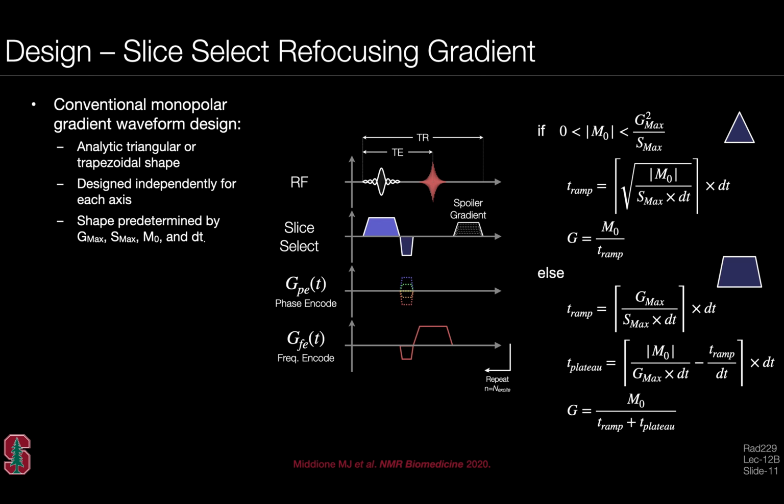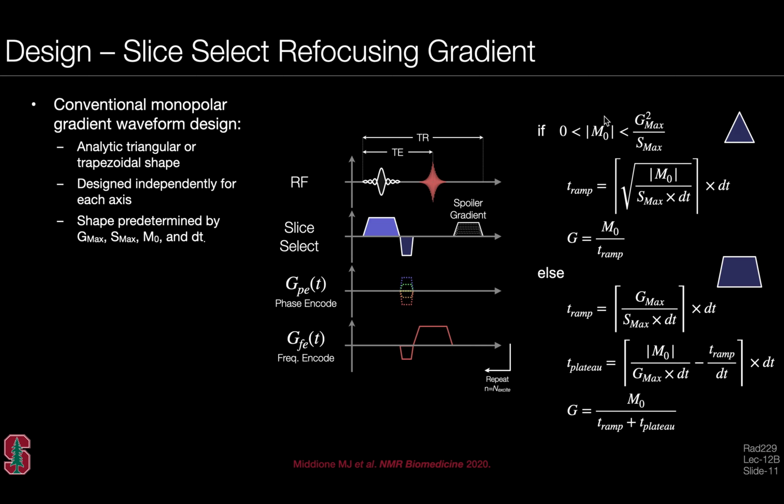So we can think of this as just being a monopolar gradient, and conventional monopolar gradient waveform designs arise from analytic triangular or trapezoidal shapes. They're easily designed independently for each axis, and the shape is basically predetermined by the gradient maximum, the slew rate maximum, the M0 that you need, and then the step size, the temporal step size of your gradient system.